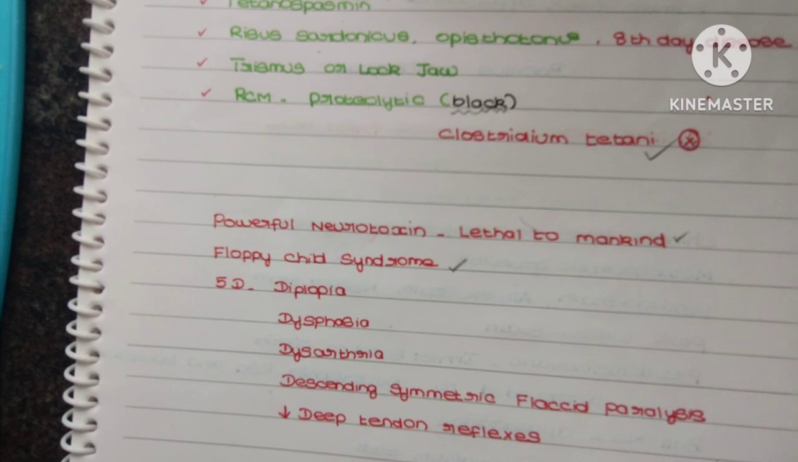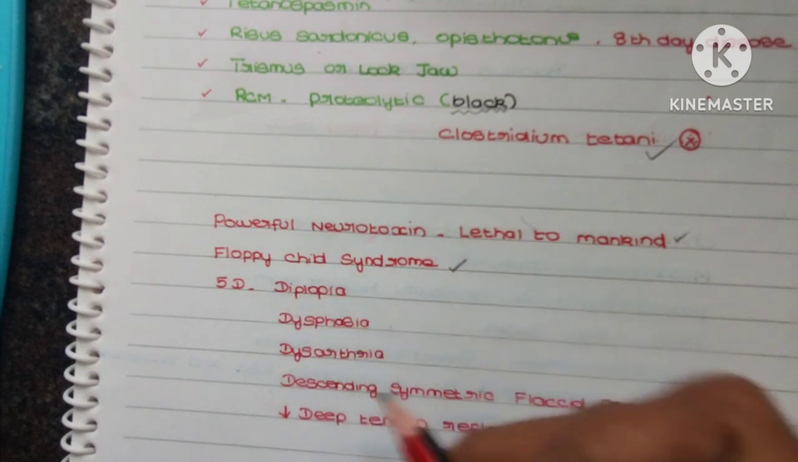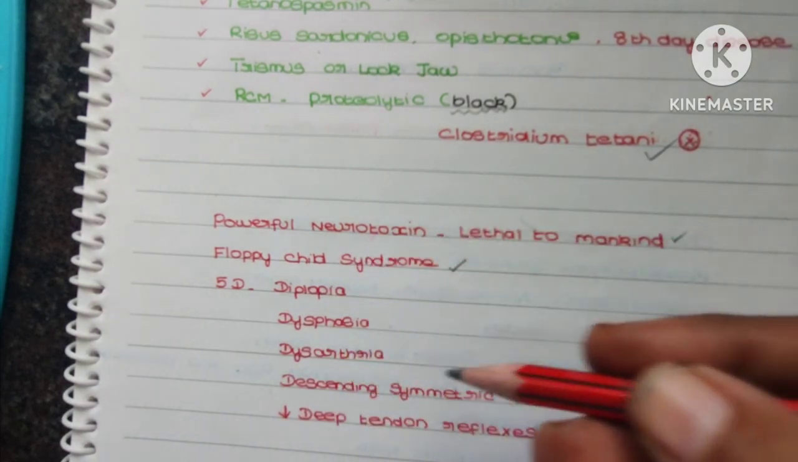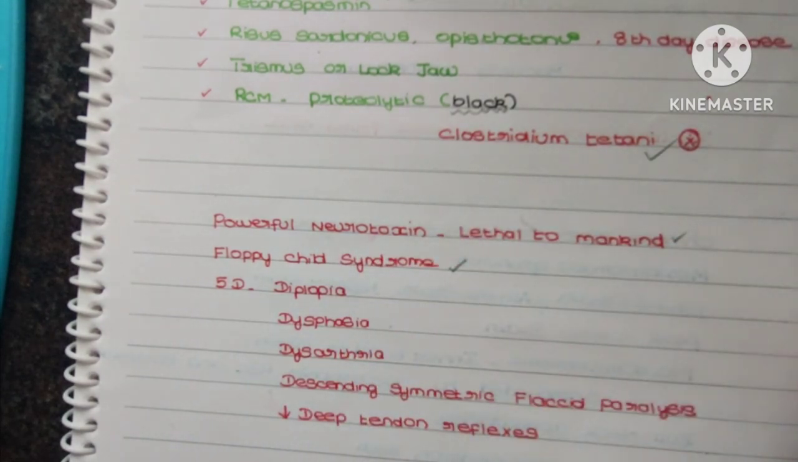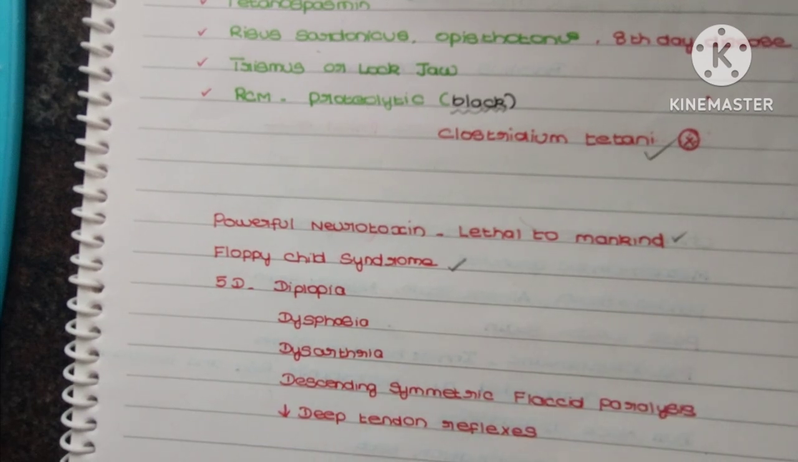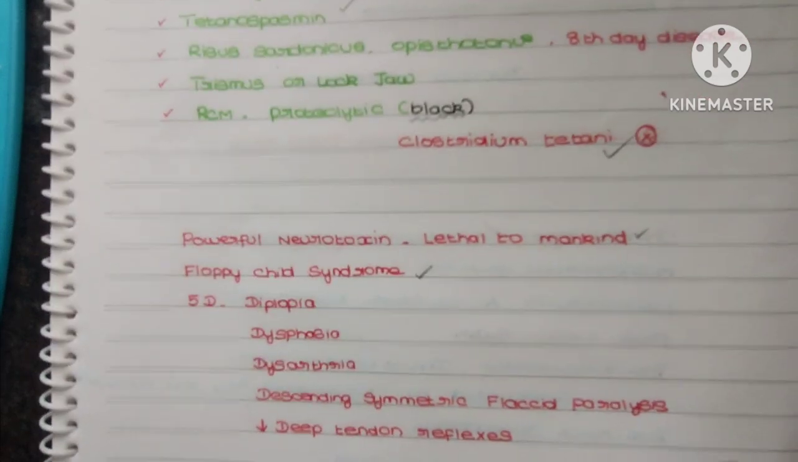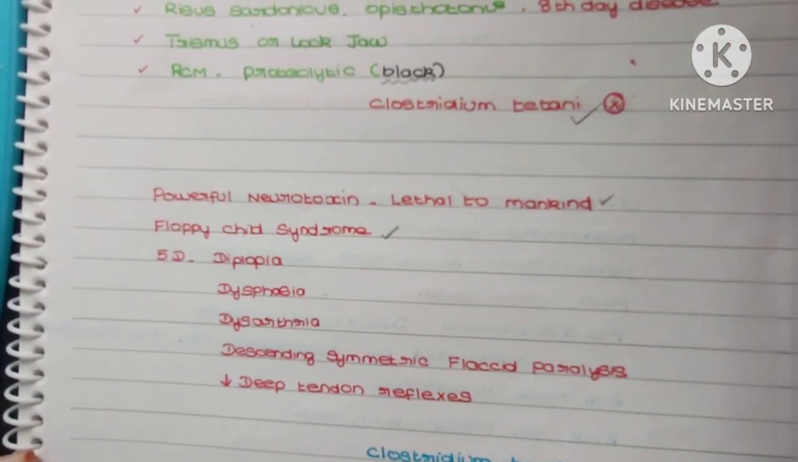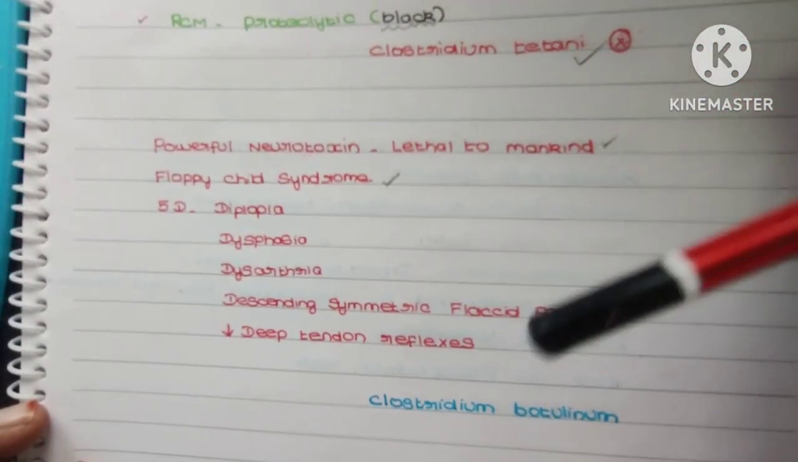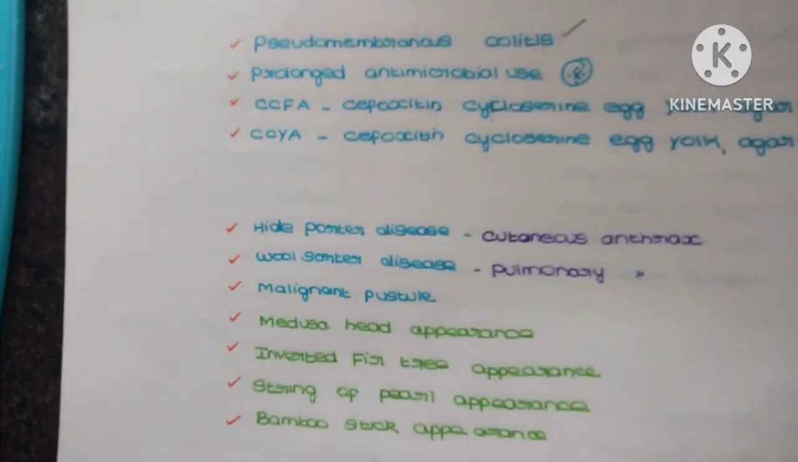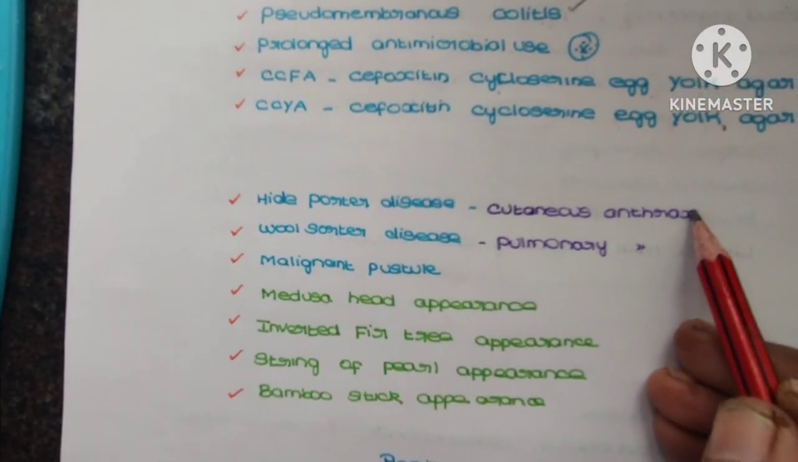So again here there will be a history like the patient has taken some home canned food. After that he developed these 5Ds, like some loss of vision or difficulty in speech. On examination we found decreased deep tendon reflexes, and what will be the probable organism, okay. So here it is Clostridium botulinum. And hide-porter's disease, it is cutaneous anthrax.